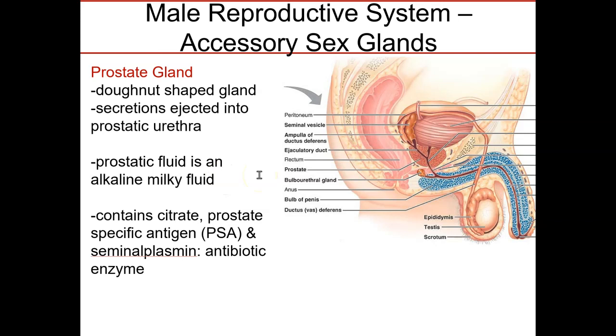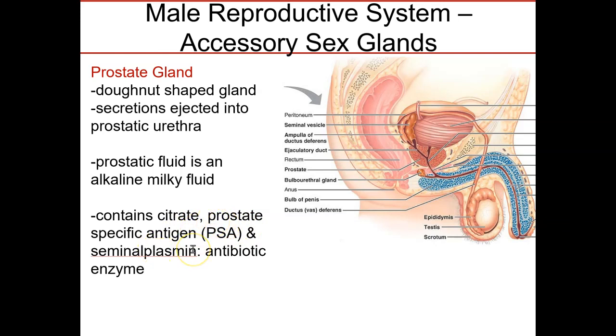It's alkaline. It's more of a milky white fluid. It has something in it called citrate. We know that citrate helps reduce the chances of UTIs and also helps with kidney stones, so that's in there. PSA is called prostate-specific antigen. This can be measured, by the way, in the blood. It's an indicator of prostate cancer.